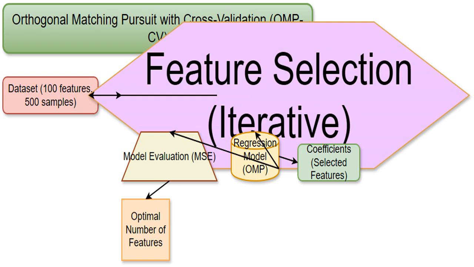I select features step by step. In each step, I choose the feature that is most strongly correlated with the part of the data my model hasn't yet explained. I continue this process until a stopping criterion is met. It's like solving a puzzle, one piece at a time.